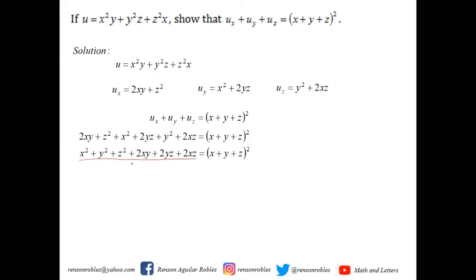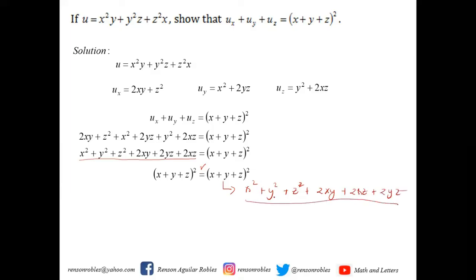So therefore, this is equal to (x plus y plus z) squared, which, to verify, we expand the right side, and that is the square of the first plus twice the product, plus the square of the second, sorry, plus the square of the third, plus twice the product of the first and the second, plus twice the product of the first and the third, plus twice the product of the second and the third. And this is your (x plus y plus z) squared. And that is equal to this expression on the left side.